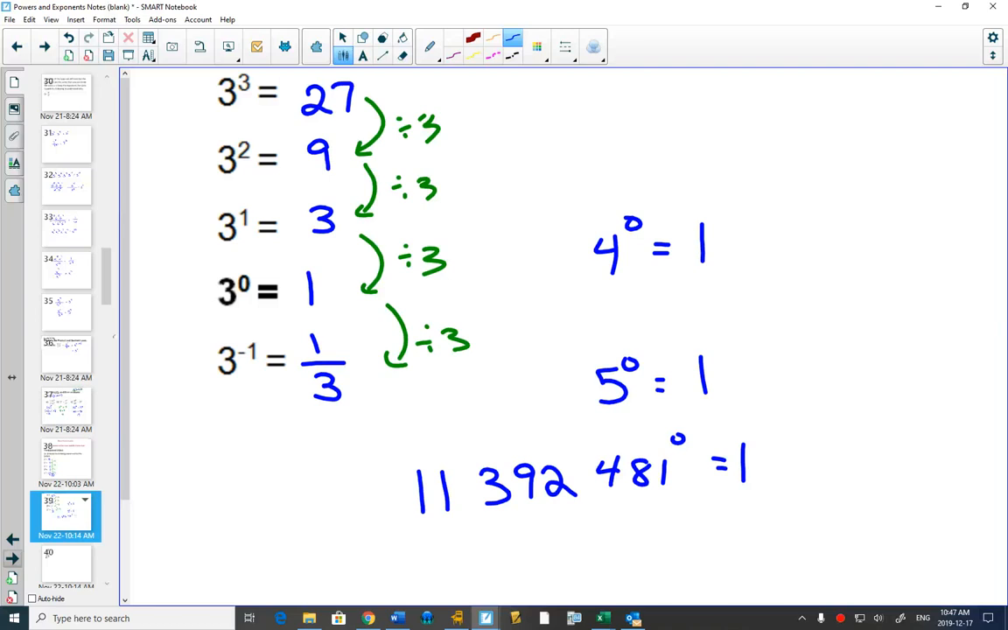Bonus question for Friday. What number did I write down? Could you remember it? No, I'm not going to do that as a bonus question.